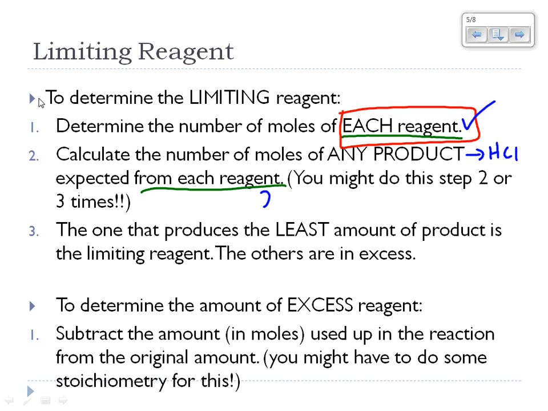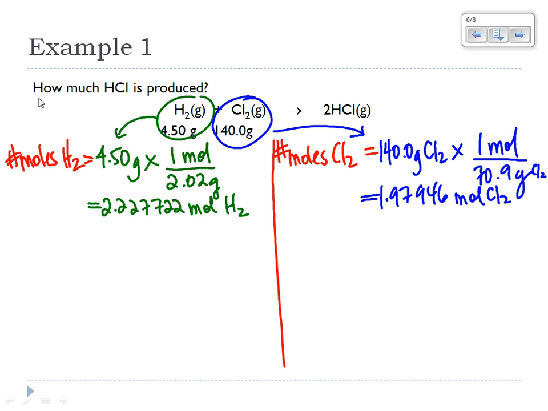So I have 2 reagents. I have 2 moles that I've already calculated. That means I'm going to have to calculate this 2 times. So let's do that now. I'm going to find the number of moles of HCl from my H2, and I'm going to find the number of moles of HCl from Cl2. So let's start with the H2. We'll work with one side at a time.